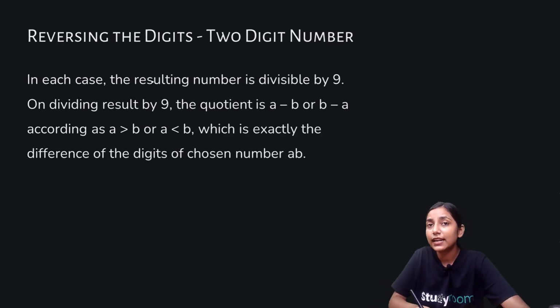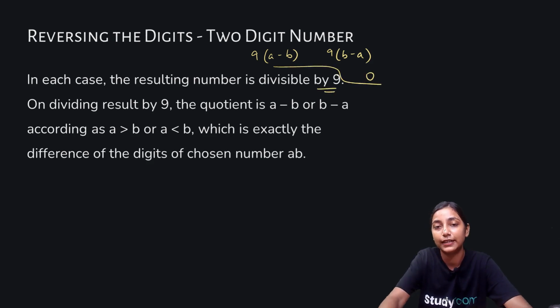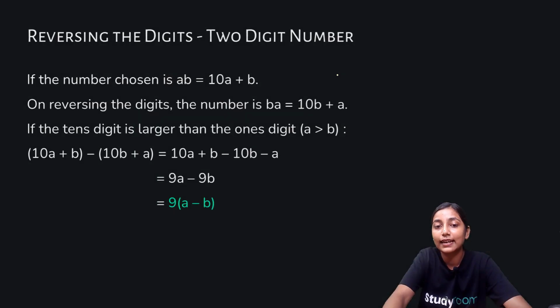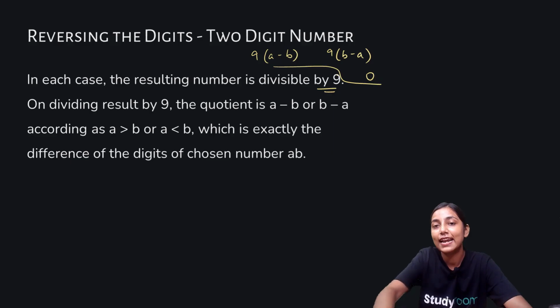So in each case, what have you seen? What is the result? The resulting number is always divisible by 9. Either it's 9 into A minus B or 9 into B minus A or directly 0. All these results are divisible by 9. Just see 0, 9 into B minus A and 9 into A minus B. All these can be divided by 9.